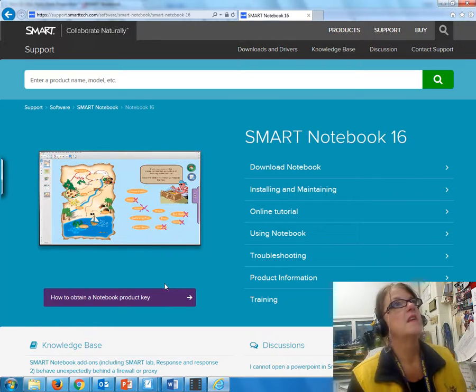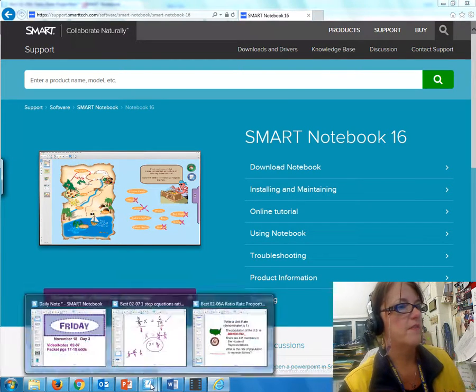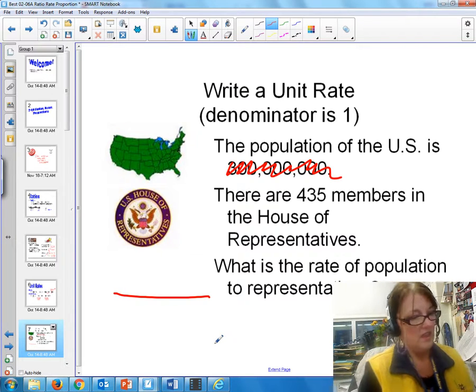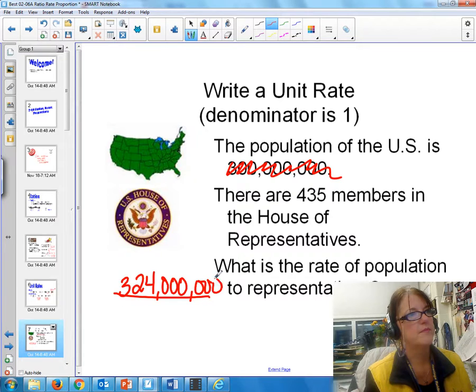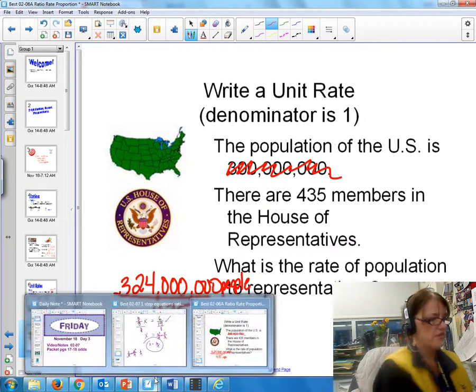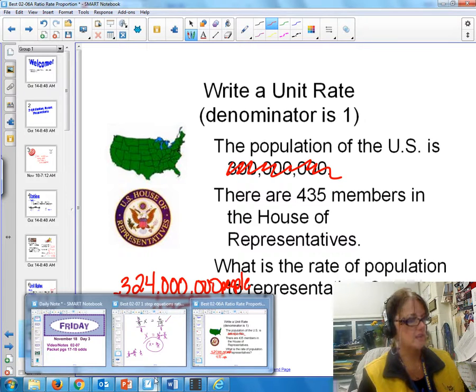324 million. Yikes. So for 324 million, now divide that by 435, because it's a fixed number of members in the House. Divide that by 435. So this is the representatives and this is the people. What does this turn out to be when you divide this out?